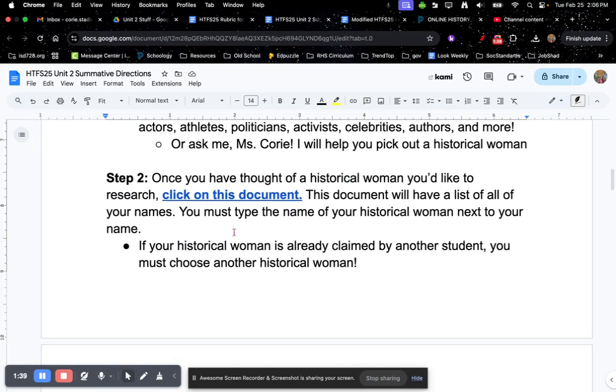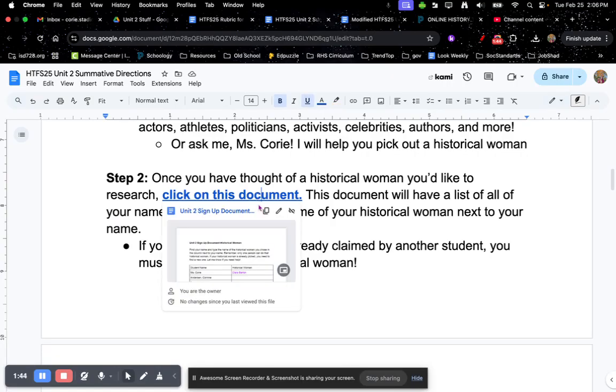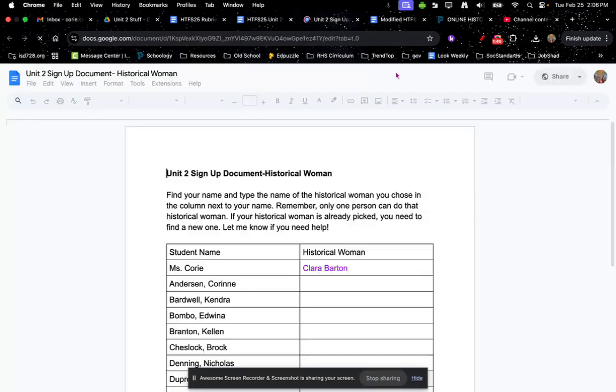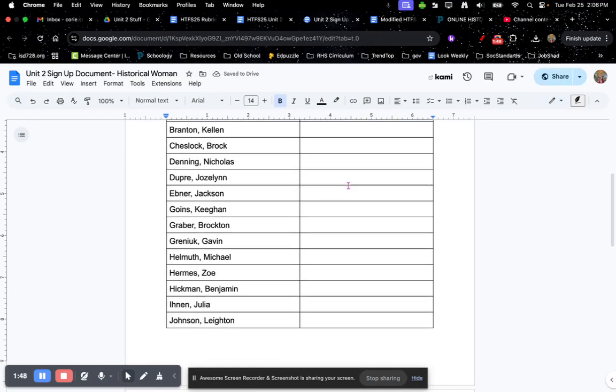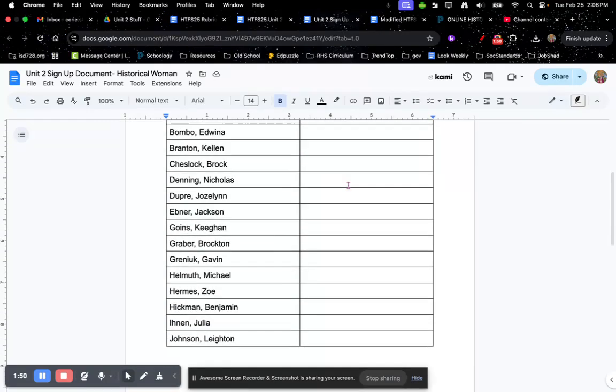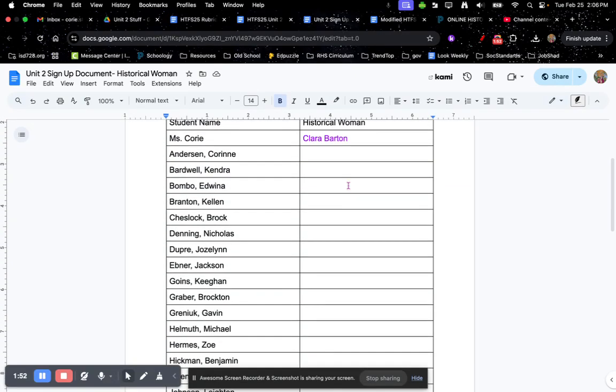Step number 2. Once you have thought of historical women you'd like to research, you're going to click on this document right here. So this document, let's bring that up, has a list of all of your names on it. So you're going to find your name, and once you figure out what woman you're going to do, write that woman's name in the box next to your name.